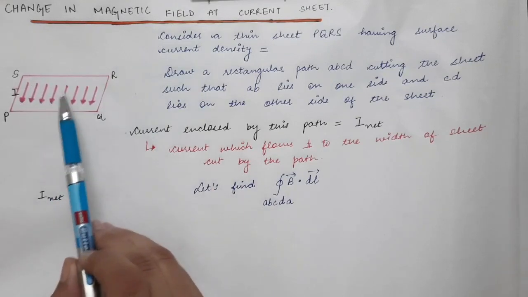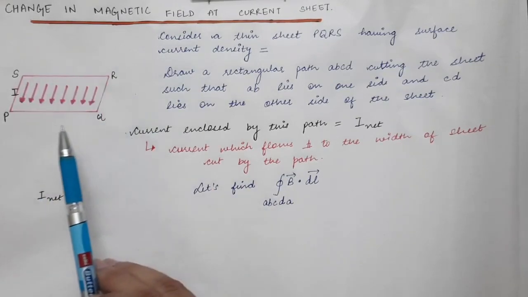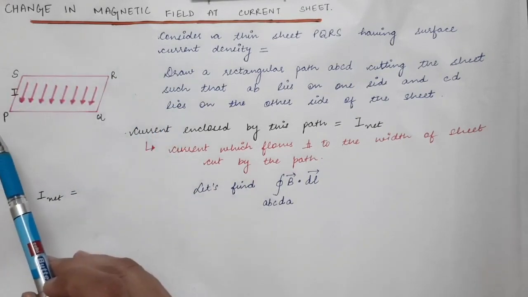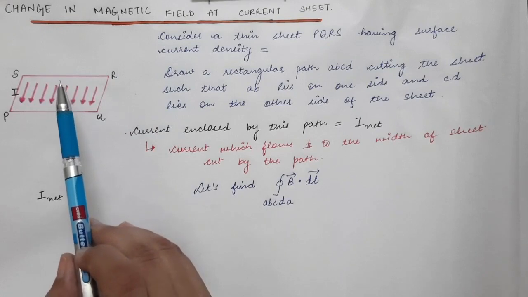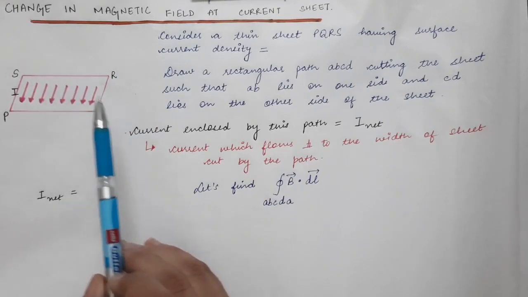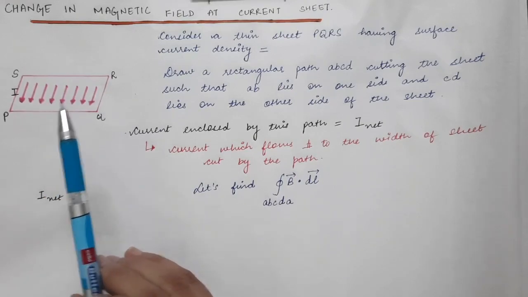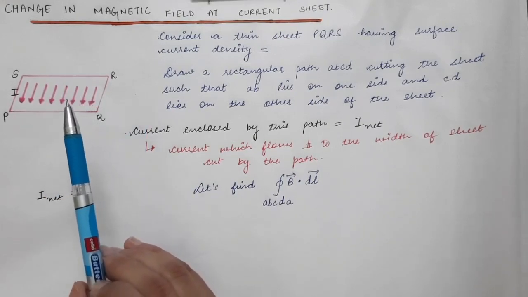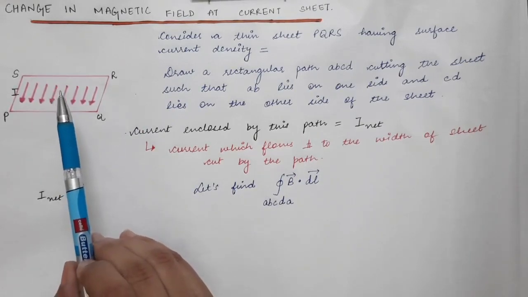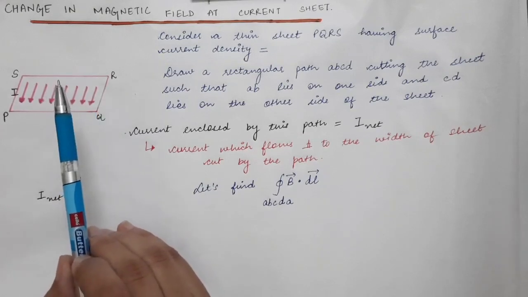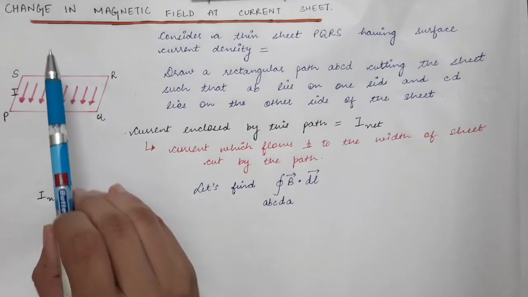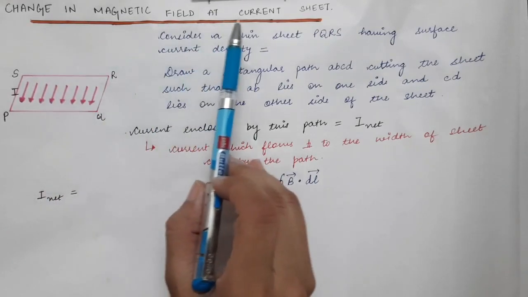If there is a presence of current, around this sheet there will be magnetic field. So let's say this is an infinite sheet, so there will be magnetic field above the sheet as well as below the sheet. Now in this derivation we are going to find out the difference in the two magnetic fields. One magnetic field is the one which is above this sheet and another is the one which is below the sheet. So we want to find out change in magnetic field at a current sheet.